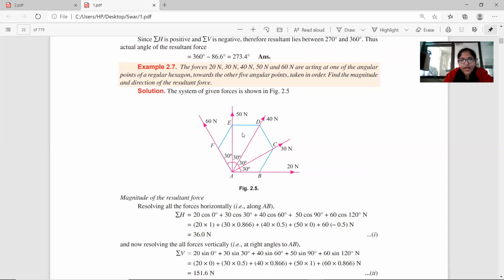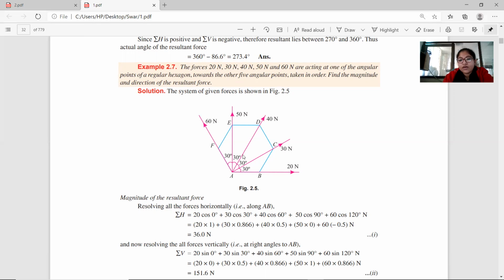Basically I have one of the angular points of a regular hexagon towards the other five angular points. We have to calculate the resultant force, its magnitude and direction. Firstly, we calculate the horizontal force and the vertical force. For that, we have to resolve these forces into two components, sine theta and cos theta, because these forces are at an angle with the horizontal. One more thing, in this question all the angles are not with the horizontal, so we have to make them with the horizontal.